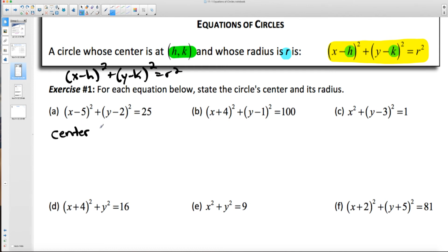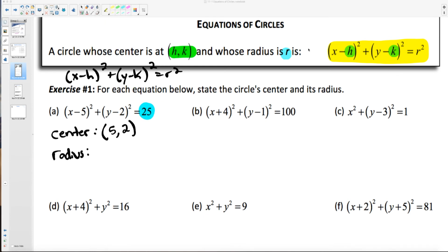So h would need to be 5 and k would need to be just 2. So my center of my circle would be 5, 2. And the radius, well, this over here represents r squared.